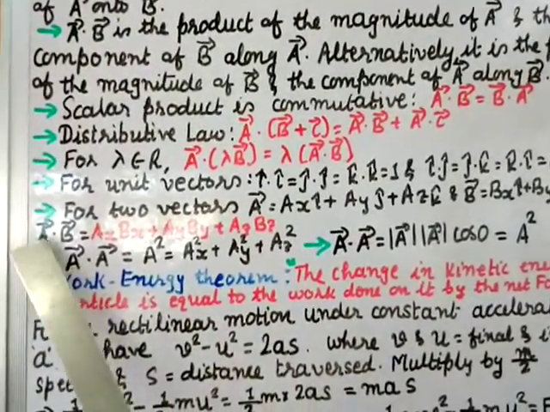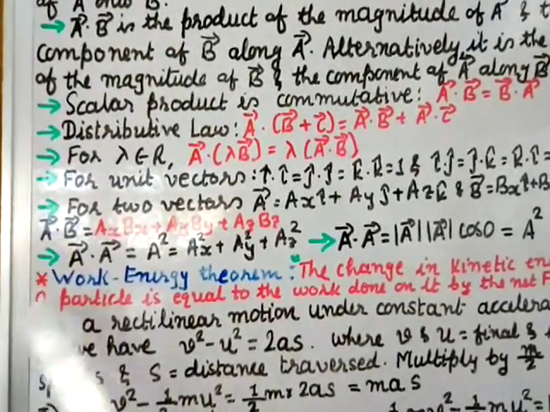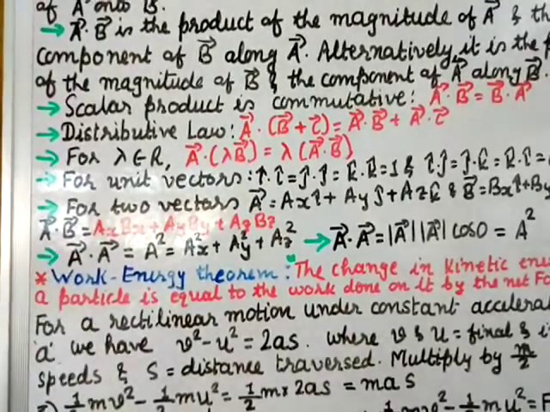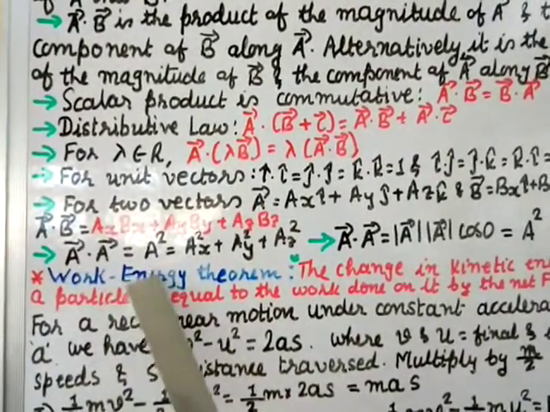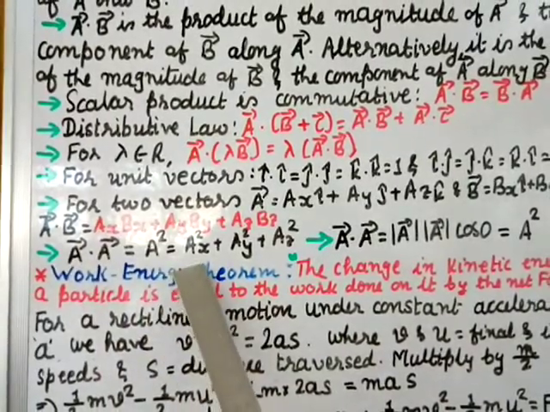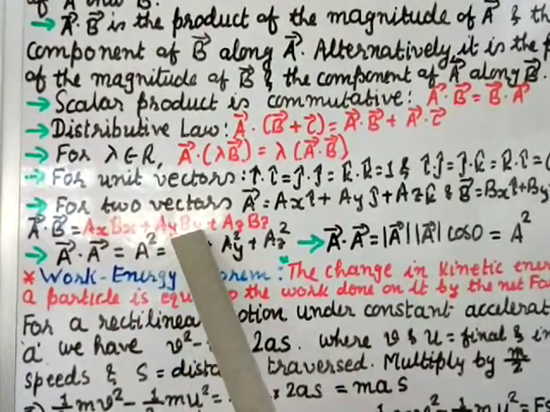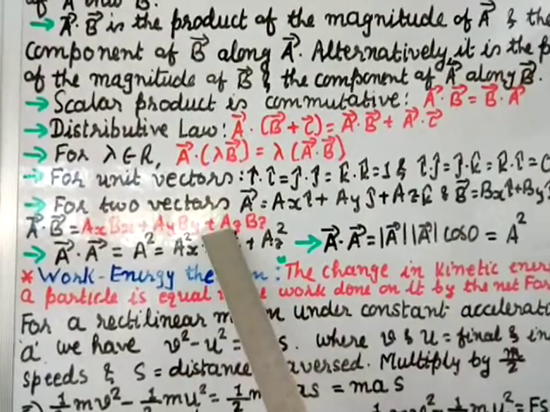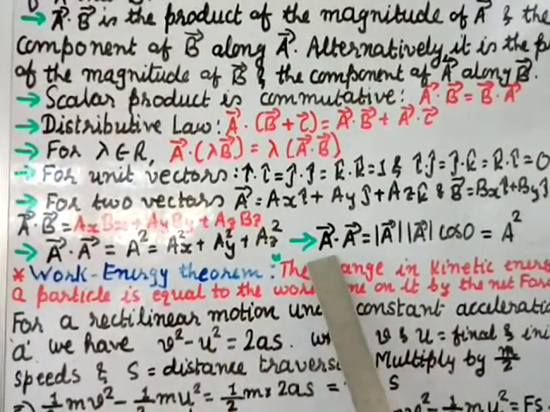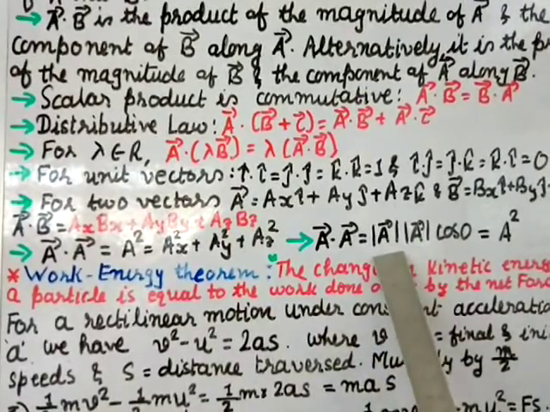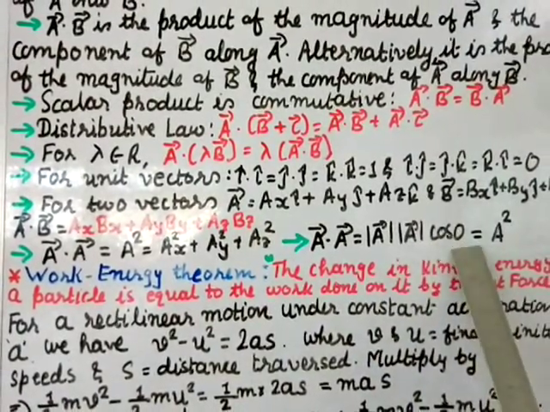Similarly, suppose that instead of vector b, I take the dot product of the vector with itself, that is a dot a, which means a square. This can be written as ax square plus ay square plus az square. We can say vector a dot vector a is equal to the magnitude of a times a times cos 0.